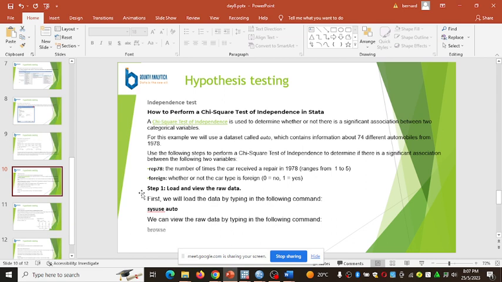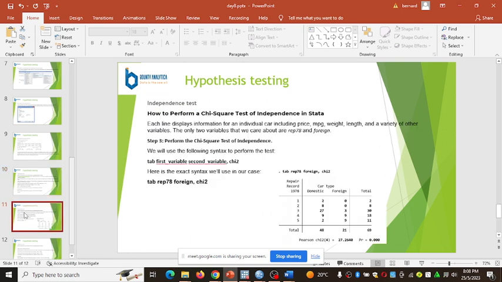We have rep78. This represents the number of times the car received a repair in 1978, in a range of 1 to 5. Foreign is whether or not the car type is foreign, so 0 is no, 1 is yes. That is the kind of data that we have there.